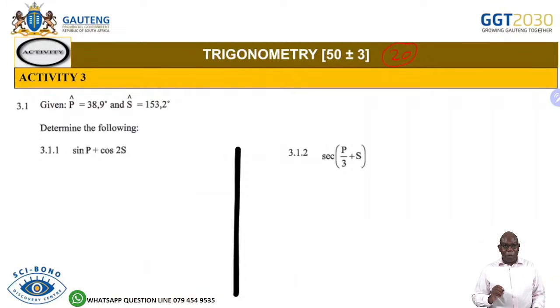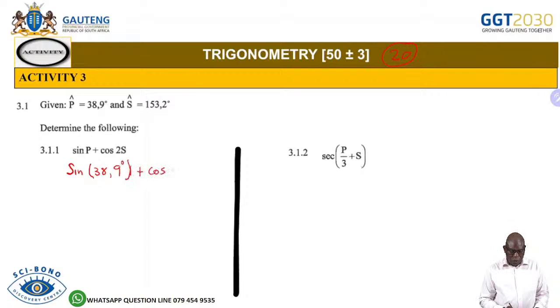Because if I put it in radians and I substitute this 38 and that 153, I'm going to get a wrong answer. You can try this, but don't do it in the exam. Now let's use this. I'm having sine P, so I substitute 38.9. These questions we must all get, please. Then we say bracket, plus cos of 2 times 153.2.